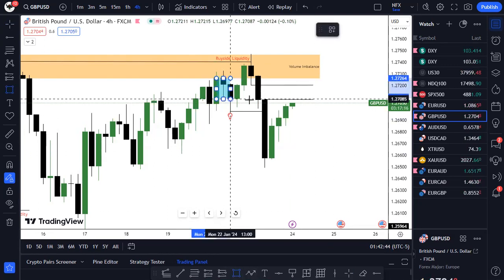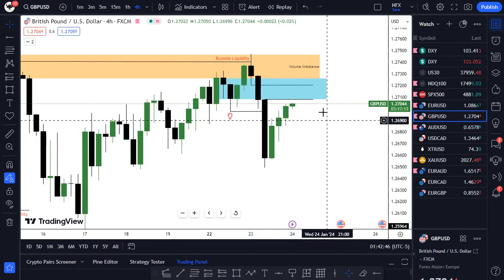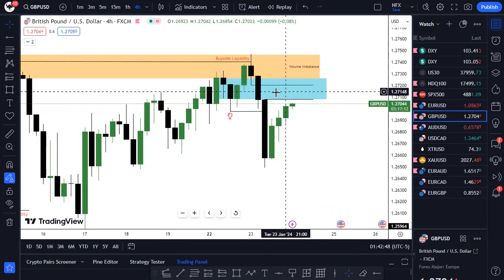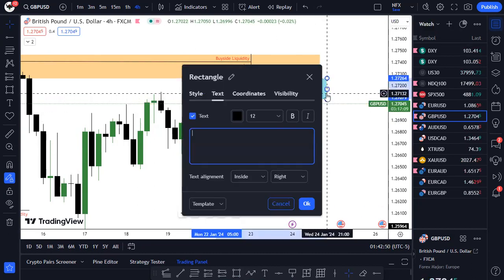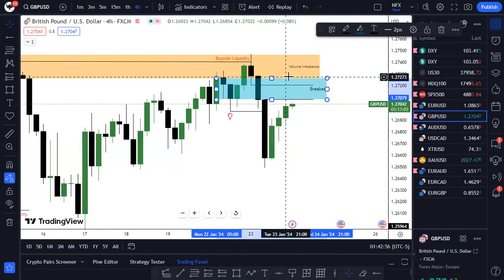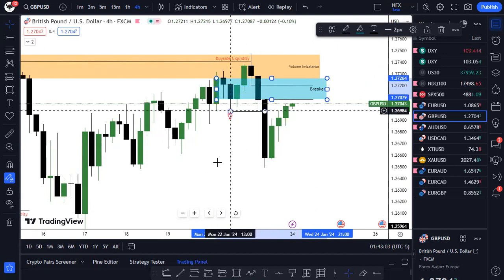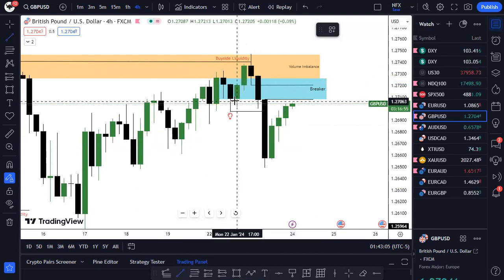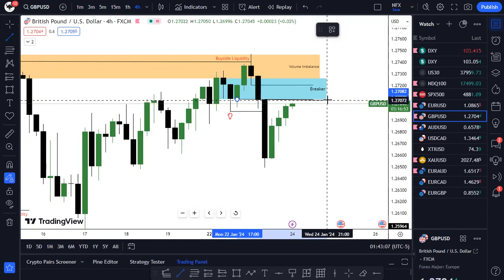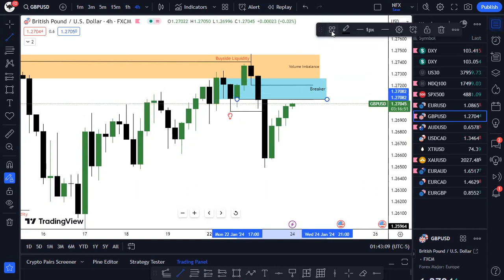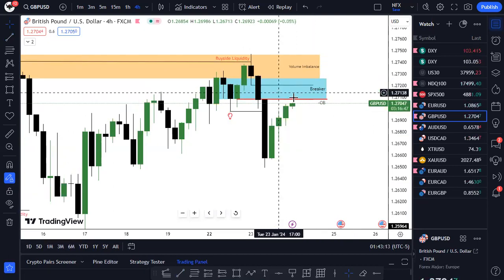So we should be looking for that unicorn model. What I love about this breaker is that we have this breaker and this fair value gap exactly in line together, which means we have a confluence here. We have a breaker, an inverse fair value gap, a CE, and these last two up close candles, which I'm going to consider also serve as our bearish order block. So this will be my main point of interest for today.